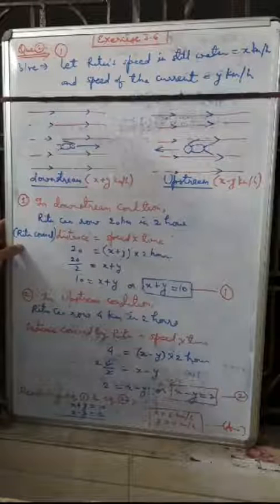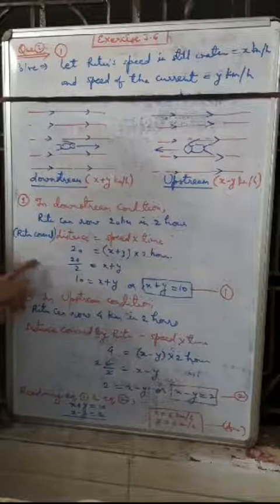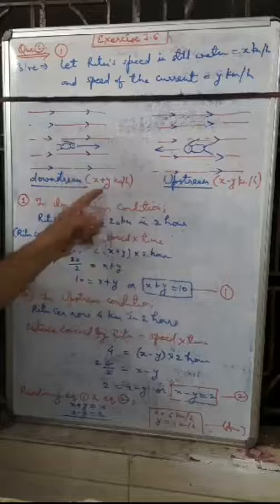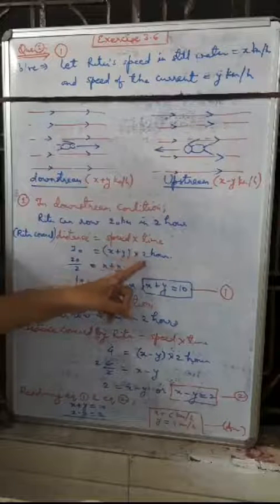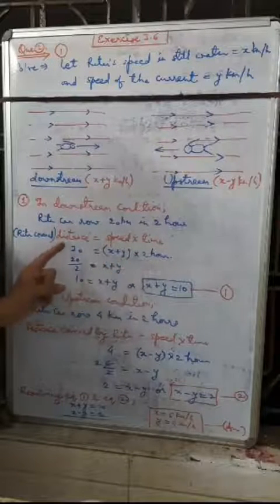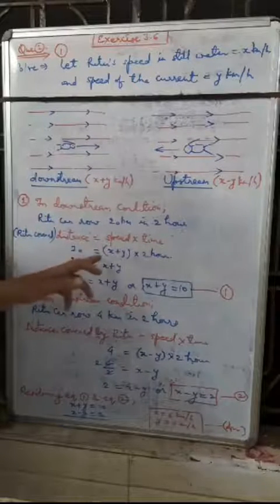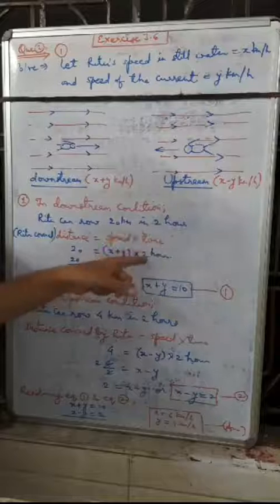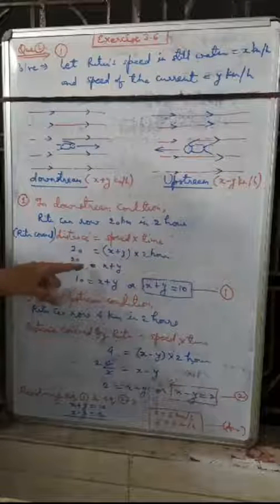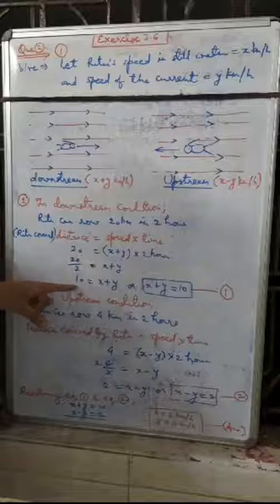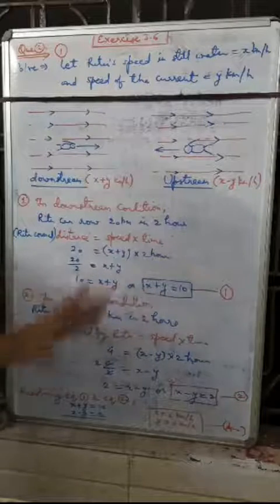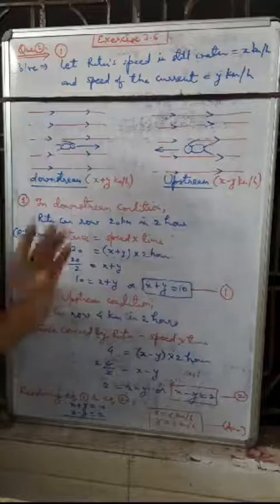अब इन डाउन स्ट्रीम कंडीशन ऋतु कैन रो 20 किलोमीटर इन 2 आवर्स, सो वी नो दैट डिस्टेंस कवर्ड बाय ऋतु इज इक्वल टू स्पीड इनटू टाइम, सो स्पीड इज इक्वल टू x प्लस y और टाइम टेकन बाय 2 आवर और डिस्टेंस कवर्ड बाय ऋतु 20 इन फर्स्ट कंडीशन, और इन डाउन स्ट्रीम कंडीशन 20 इज इक्वल टू (x plus y) into 2, so 2 will be transferred at the denominator of left hand side, 20 by 2 is equal to 10 or x plus y, or we can write x plus y is equal to 10. It is equation number 1.